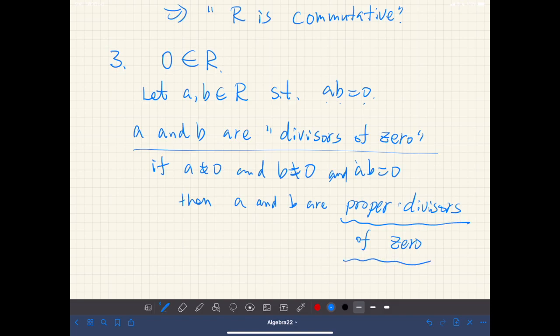Okay, if you just consider integers, this may sound strange, because if two integers are not 0, their product is never 0. But for some rings, this can happen. So therefore, we give it a name. It's called proper divisors of 0.